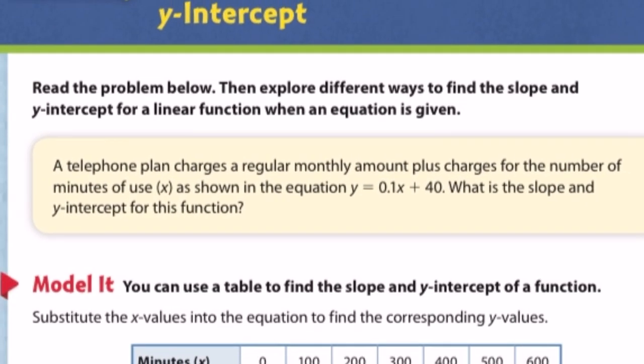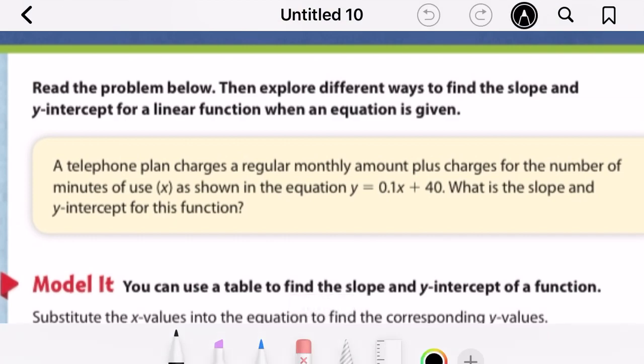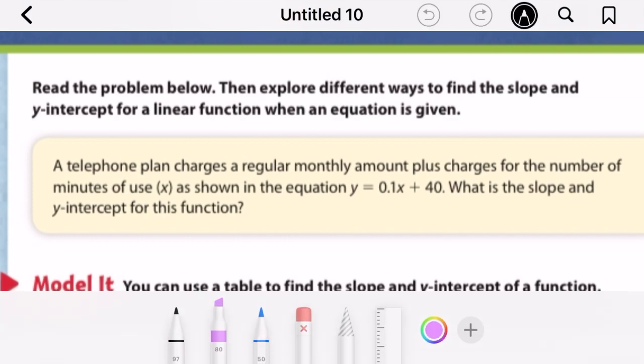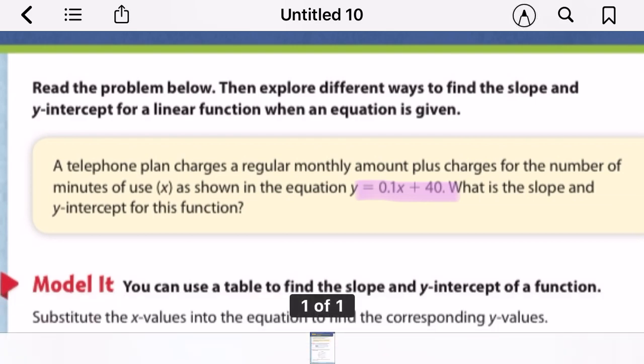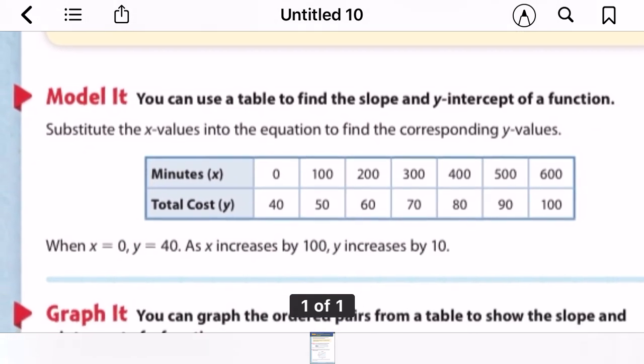It says the telephone plan charges a regular monthly amount plus charges for the number of minutes of use x, as shown in the equation. The equation is right here, so I'm going to highlight some of the things that go along with that. You see the equation: y equals 1/10 x plus 40. I want to know what's the slope and what's the y-intercept of this function. It says you could use a table to find them.